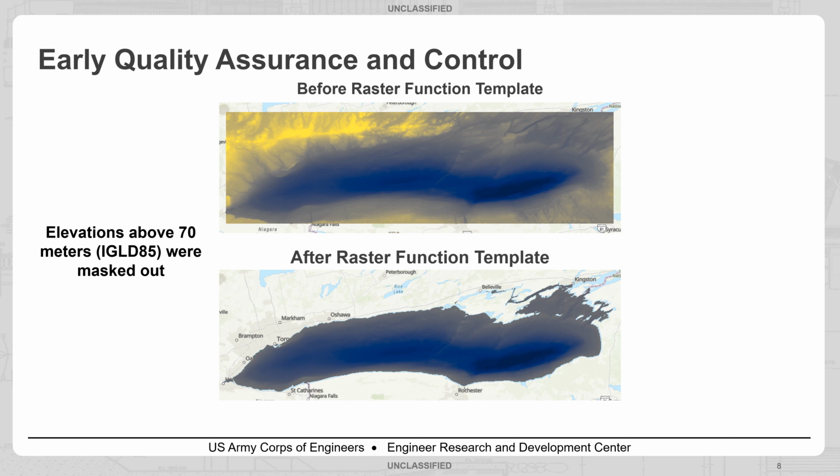Similarly, we applied a raster function template to the NOAA bathy to only leverage the bathymetric portion of the data. That NOAA bathy is old and sparse, so the masking let us use it for those areas in which there was really no other data available. And in this case, all elevations above 70 meters, IGLD 85, were masked out using a raster function template.